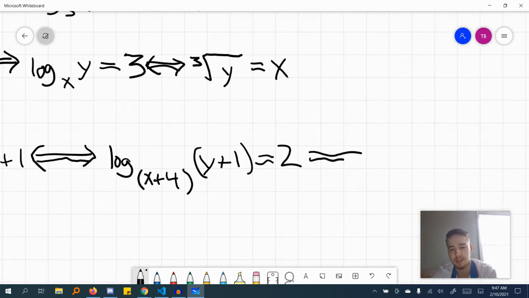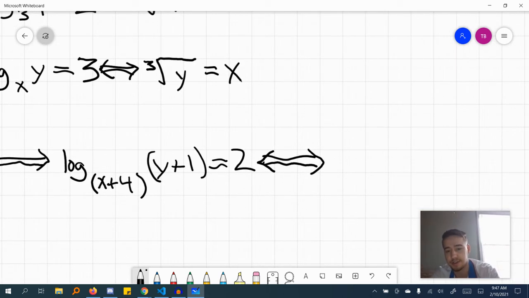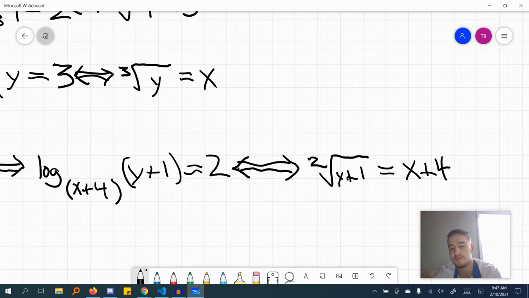And then finally, we'll translate it into a radical one. We have the second root. Usually the 2 is assumed here, but because we're working with logs and translating things, it's going to be best to just write it for now. When you get more comfortable with this, you won't need to write a 2 on a square root, but for now it's going to be a little nicer. So it's going to be the square root of y + 1. It's going to be equal to x + 4.